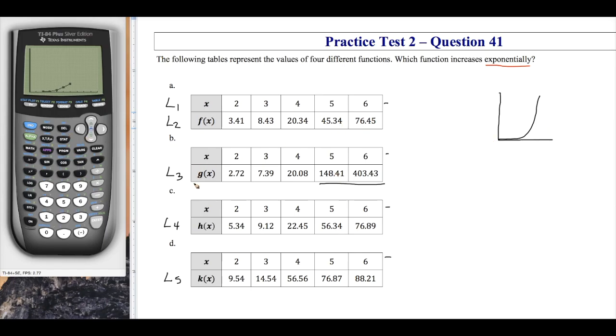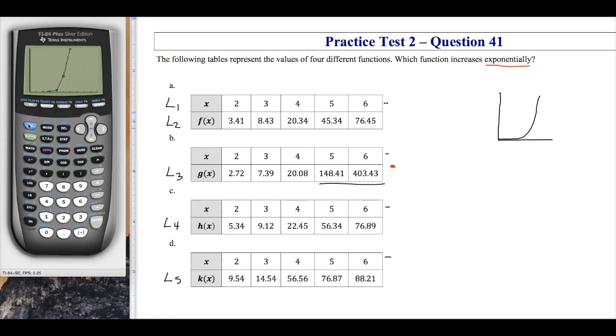So let's take a look now at our g of x data. Go to your calculator, hit second, stat plot, 1, arrow down to Y list, and select second, L3. This is your g of x data. Then hit graph. Notice how this increases quite dramatically at the end and mirrors an exponential curve. So this looks like a good choice. But let's take a look at the other ones to see how they're graphed.